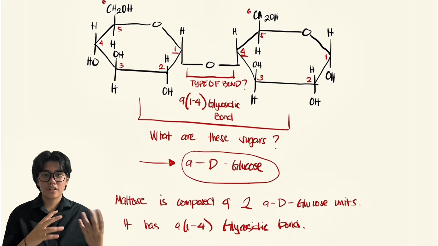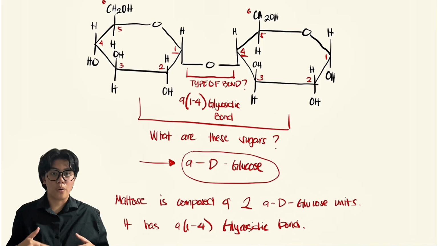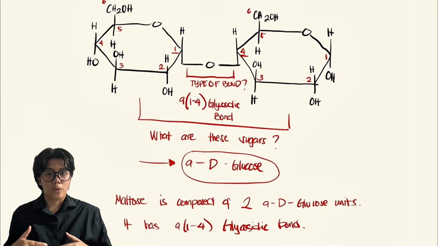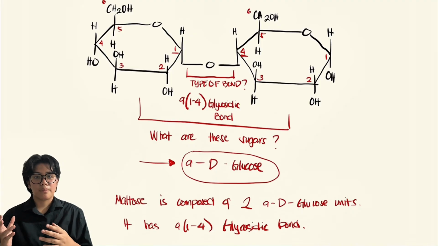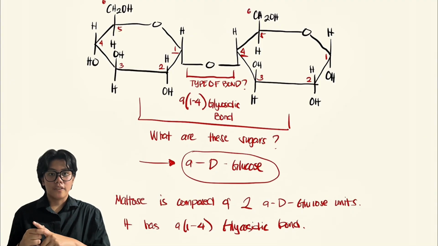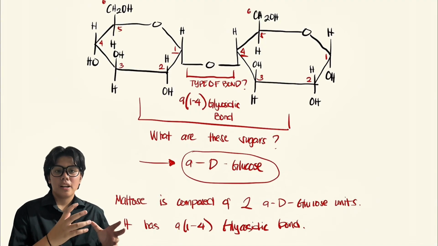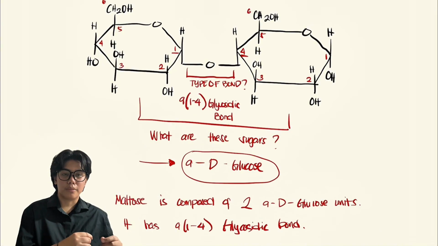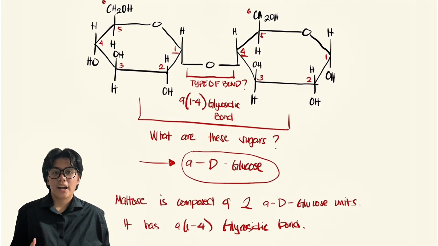And as you can see in the structure, the hydroxyl group of that anomeric carbon is below. So that's why we classify it as an alpha bond. So for both glucose units, the anomeric carbon has its hydroxyl group below. And why is it 1,4? So 1, because in the first glucose unit, the glycosidic bond is linked to the first carbon of the glucose unit. And why is it 4? Because in the second glucose unit, the bond is connected to the fourth carbon of the glucose unit. So that's why it has an alpha 1,4 glycosidic bond.